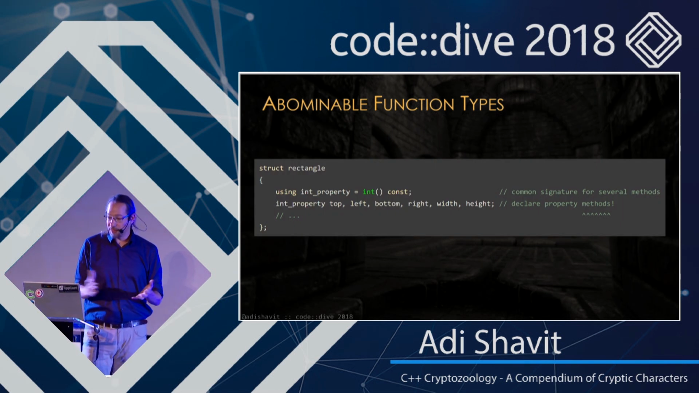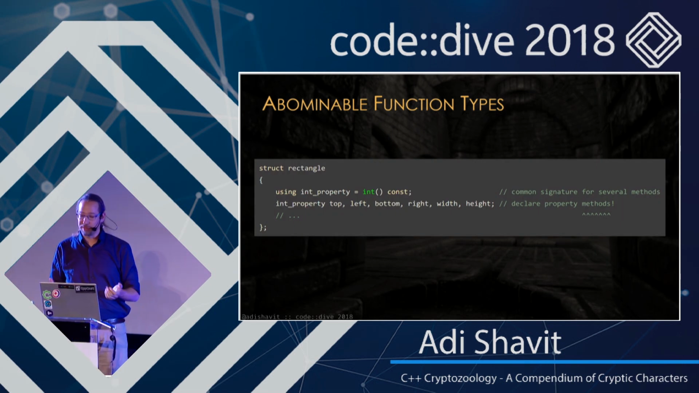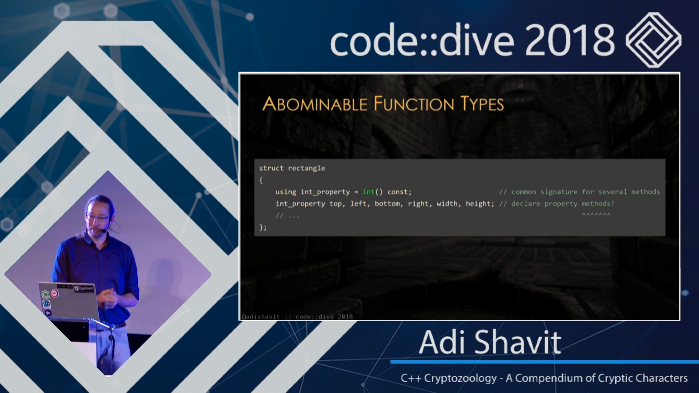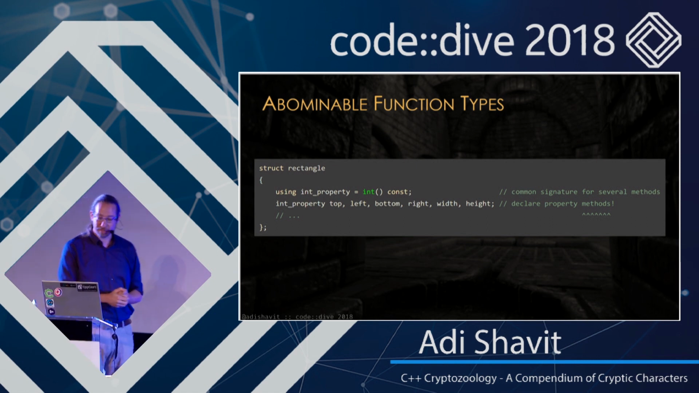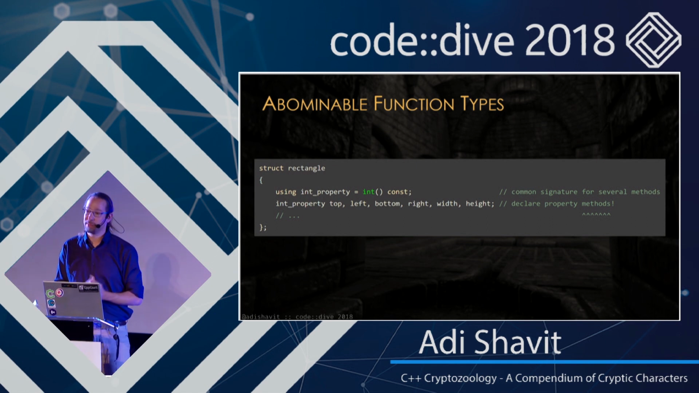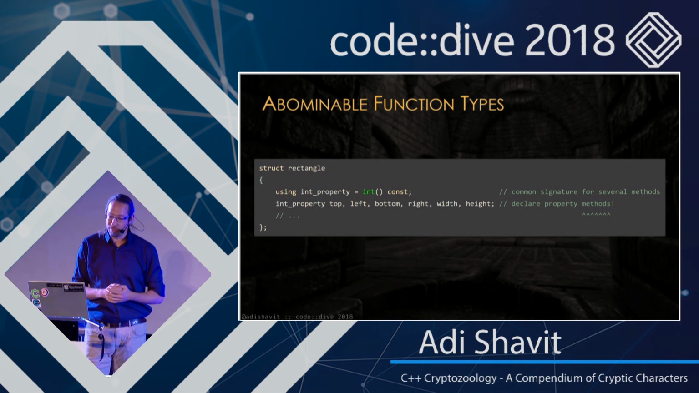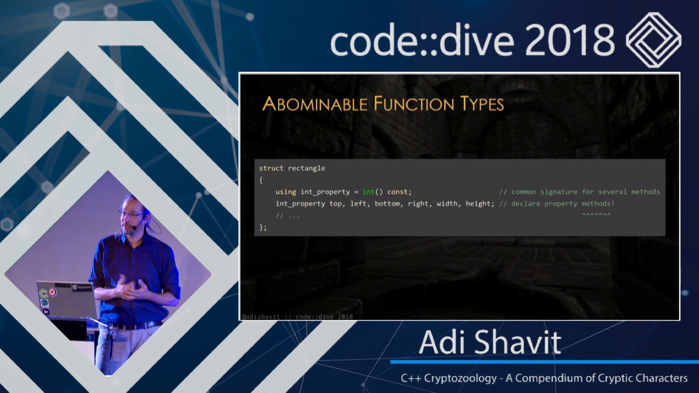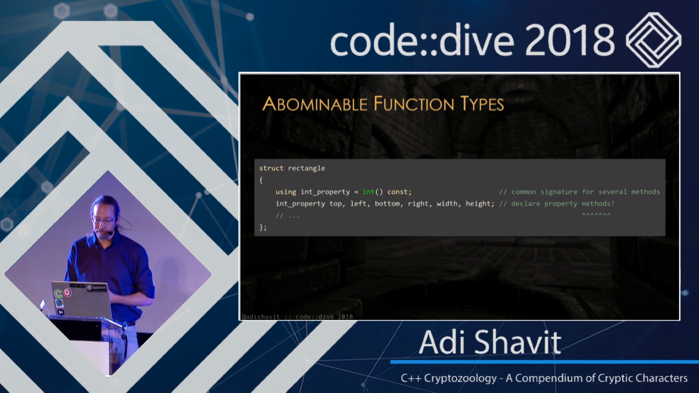So the enterprising rectangle type developer wants to be very concise, and they write this simple and obvious struct called rectangle. And on the first line, they're actually declaring this abominable function, or more specifically, it's a method. So we have a method called property, which returns an integer, doesn't take any arguments, and it's qualified with a const qualifier. This is the abominable function type.